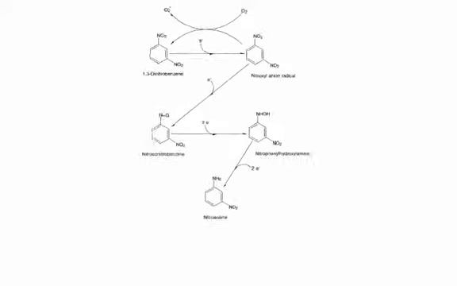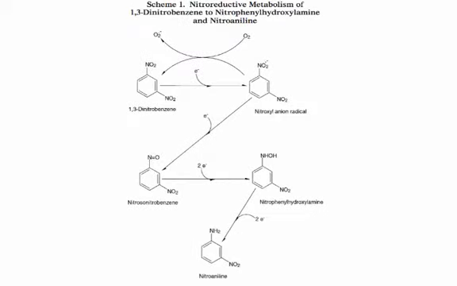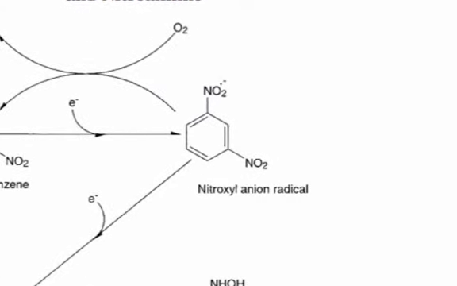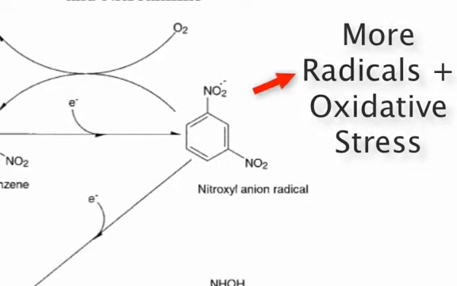Here is another schematic diagram showing the phase 1 metabolism of dinitrobenzene. It is important to note that a toxic metabolite is generated called nitroxyl anion radical. From the nitroxyl anion radical, more reactive and radical species can be generated, such as superoxide.